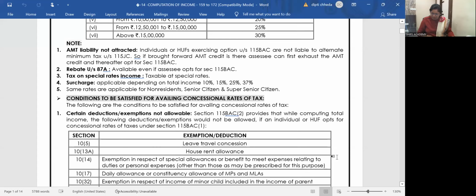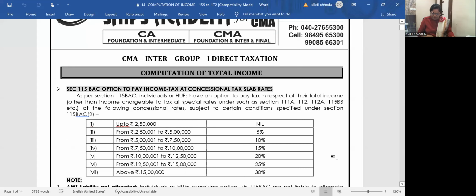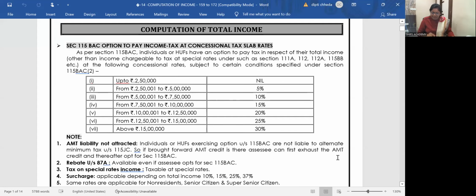Computation of income. Check the problems repeatedly. We have covered all the varieties: set off, clubbing, house property, heads of income, and all the kinds of deductions of ATC to ATU. So make sure that you do them once again during this holiday time. Okay, let us begin with this alternative tax regime. One of the very important topics for the upcoming exam. Put a rubber stamp that this will definitely come in the exam.